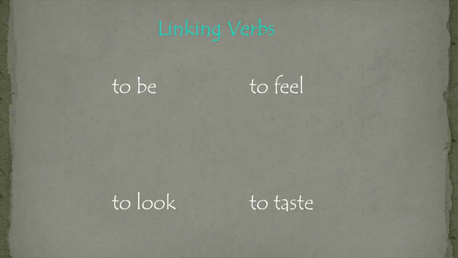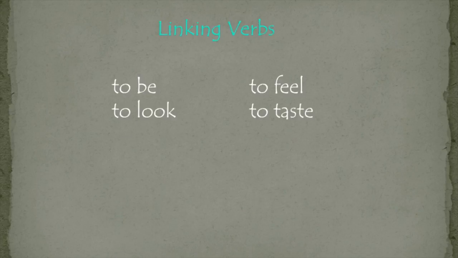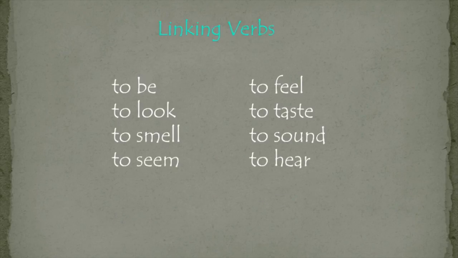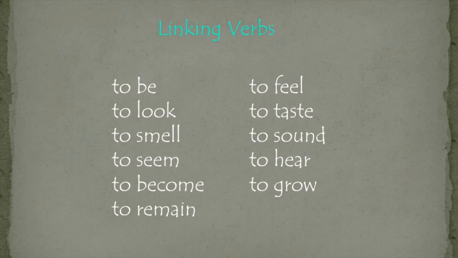A linking verb connects the subject of a sentence to a word or words that describe the subject. Linking verbs do not show action, and they include the following verbs: to be, to feel, to look, to taste, to smell, to sound, to seem, to hear, to become, to grow, and to remain.